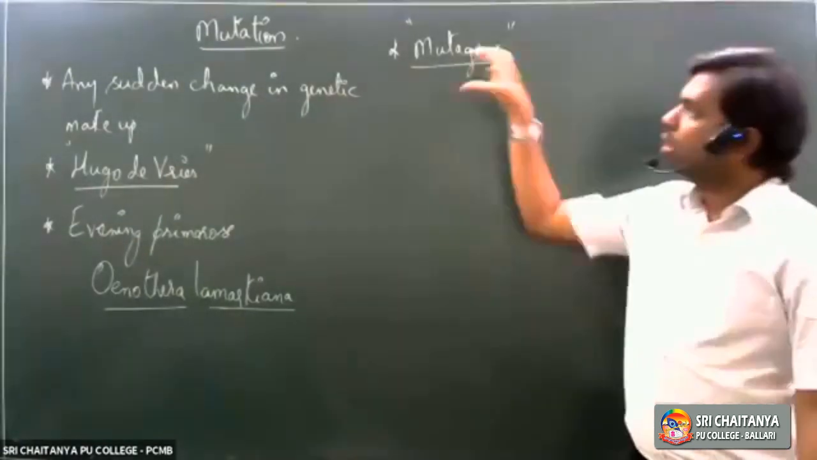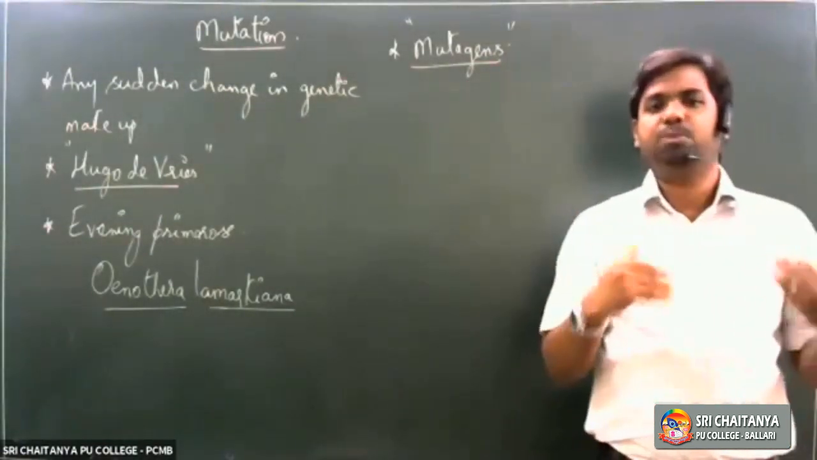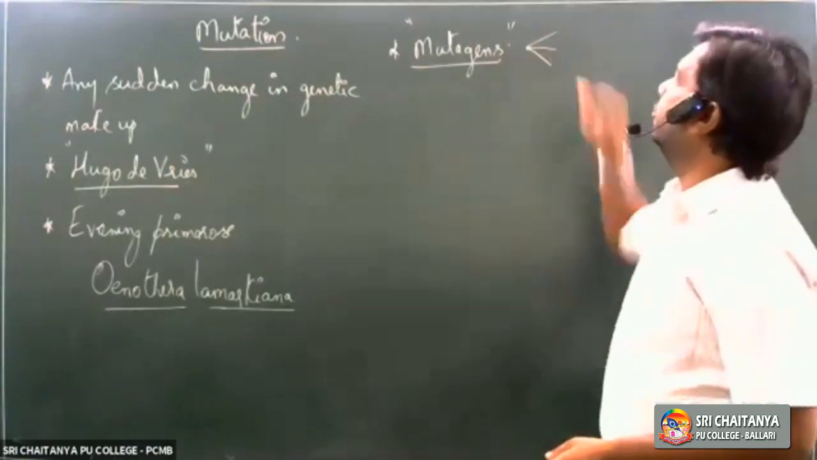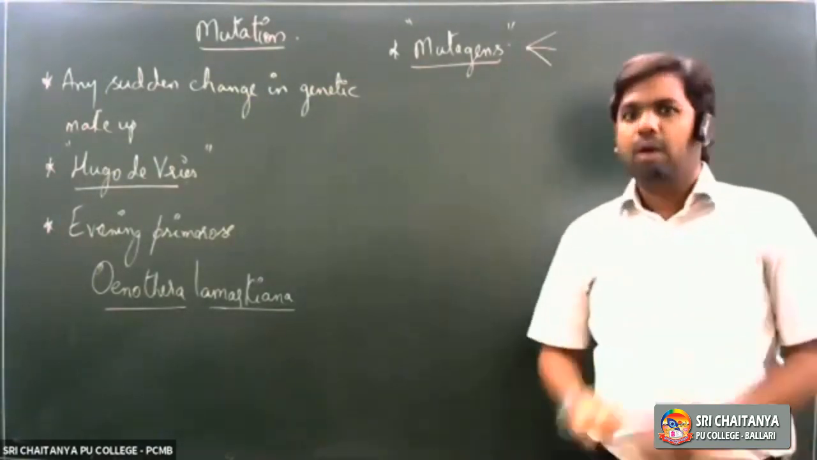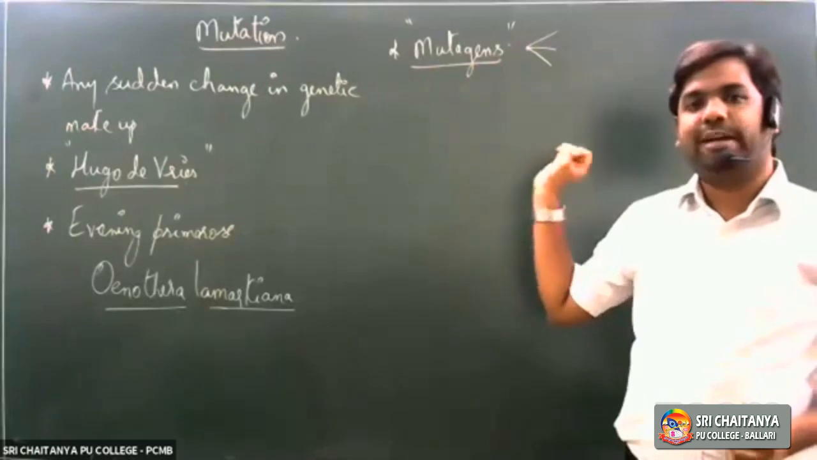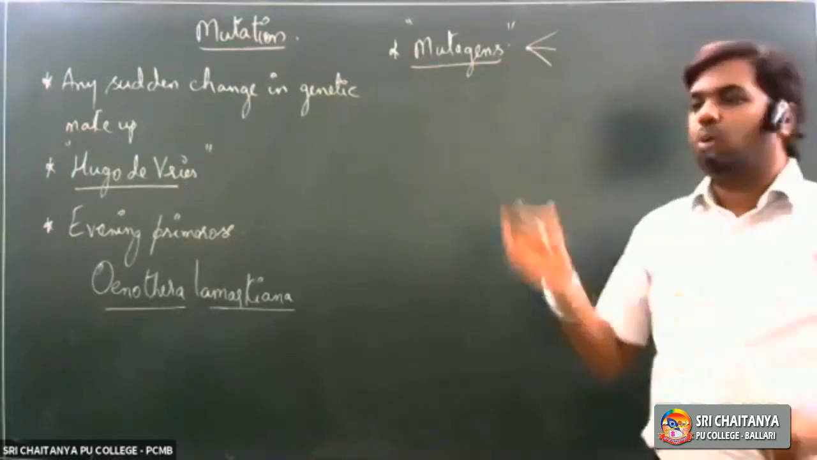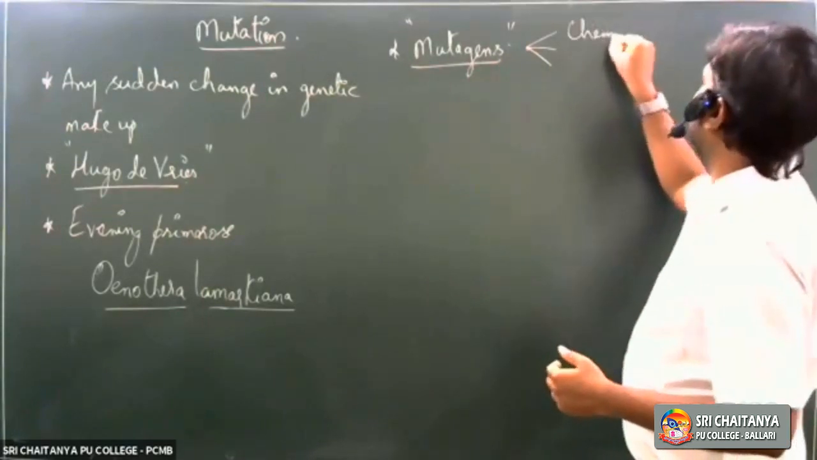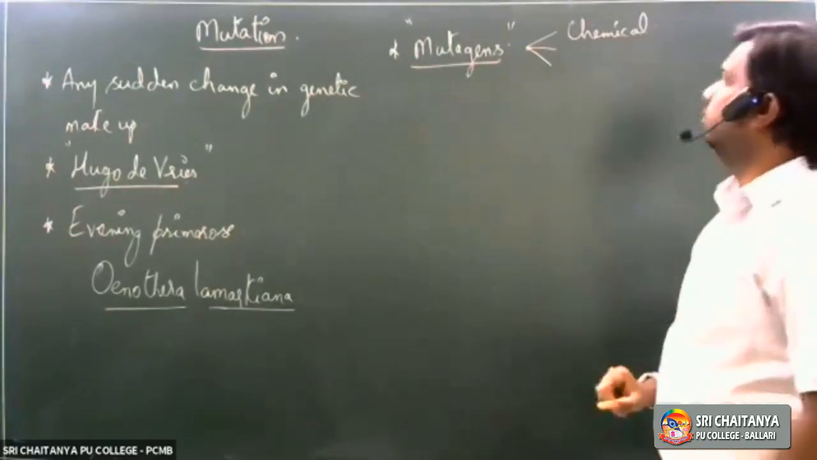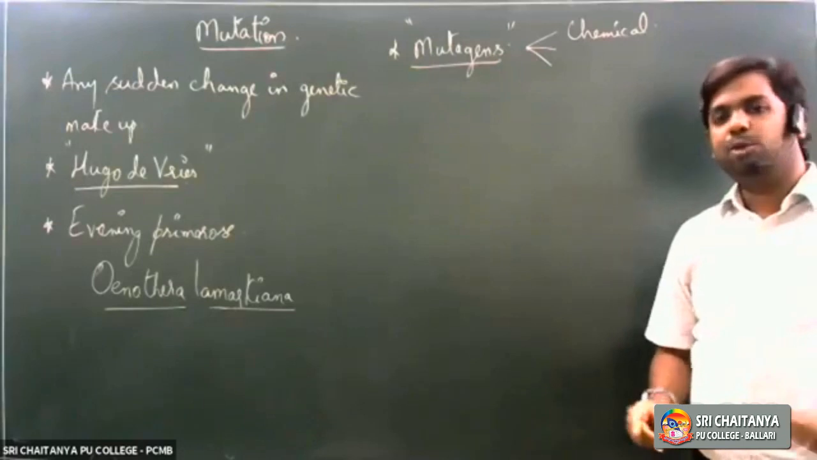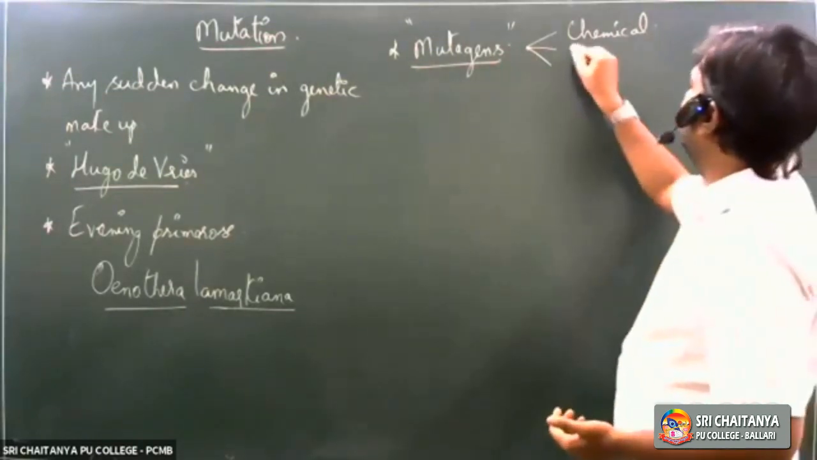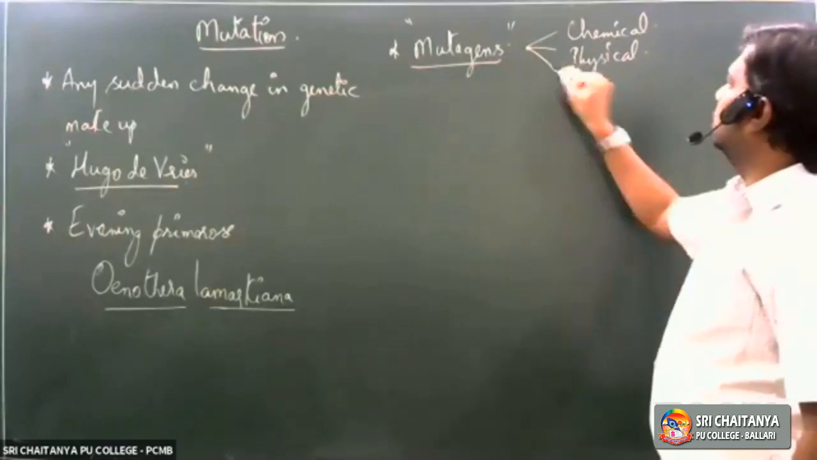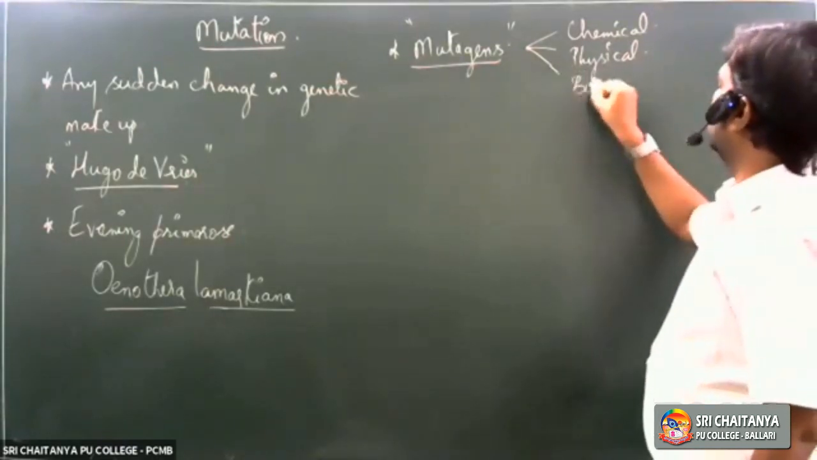When we talk about mutagens, we have different types of mutagens. All the mutagens could be classified into three different categories. So what are those three categories? The first one is chemical mutagens. The second one is physical mutagens. And the third one is biological mutagens.